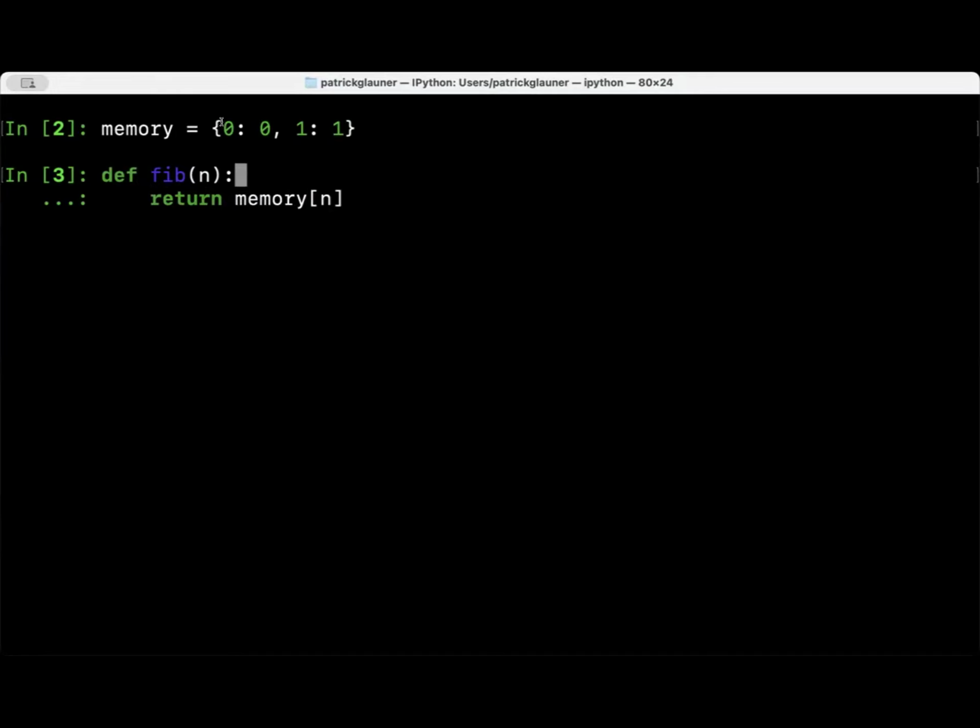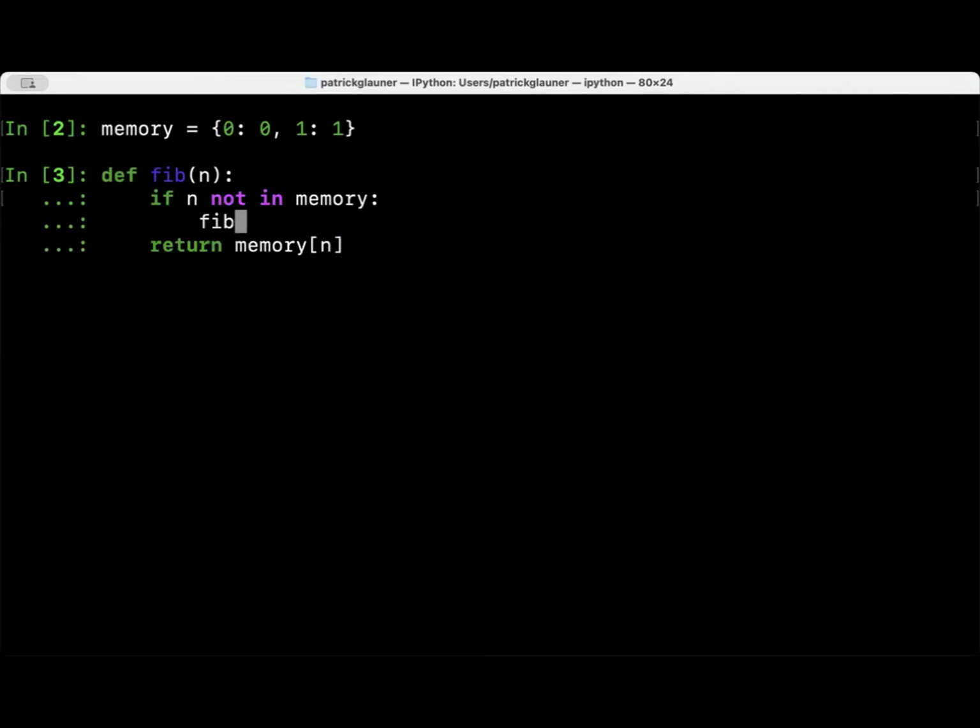If I put in a 0, I would return a 0. If I put in a 1, I read out a 1. But this Fibonacci number for bigger n may not exist yet. So I first need to check if n is not in the memory. So n is always the key and the value is the corresponding nth Fibonacci number.